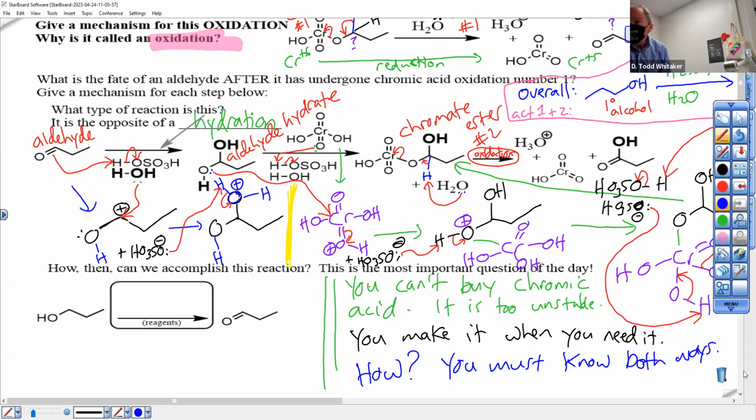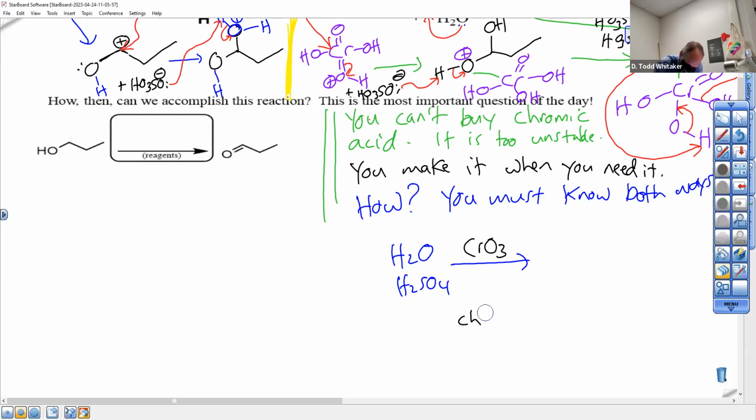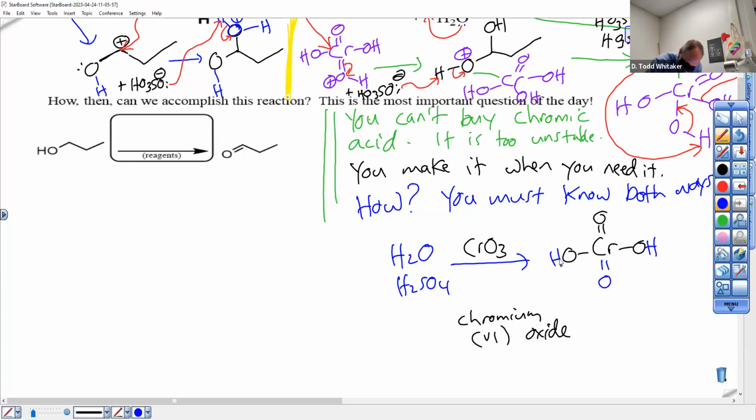And the nice thing is, there's 3 ingredients both ways. 2 of them are the same both times. Water, H2SO4. You can add CrO3, which is chromium 6. Wow. Chromium 6 oxide. And you get H2CrO4. Hey, the blue stuff's new, isn't it?